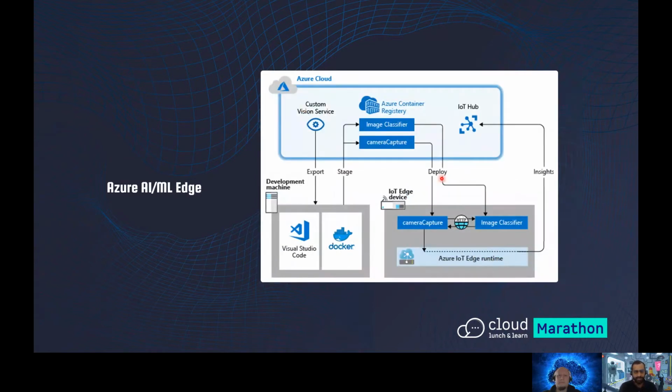And same thing if we are using something like AI or machine learning. We develop the solution as a container. We push that to container registry. In this case, we have image classifier and camera capture containers, and then we deploy these in our IoT edge device. Then the IoT device will use a camera to capture the image, to classify the image, and then send the insights it has gathered from these to IoT Hub, so that it can be even more processed and handled in the cloud.